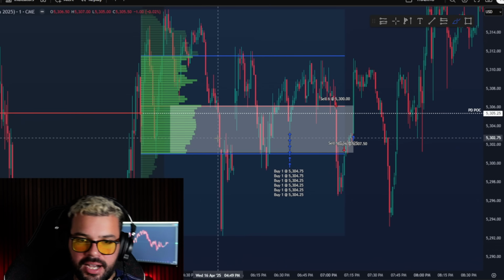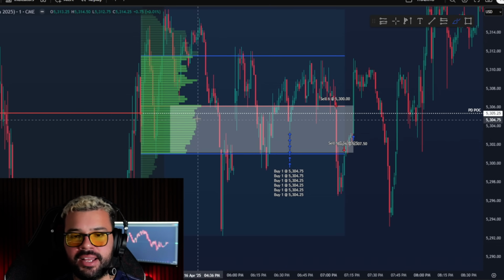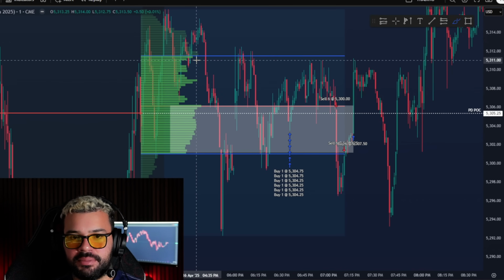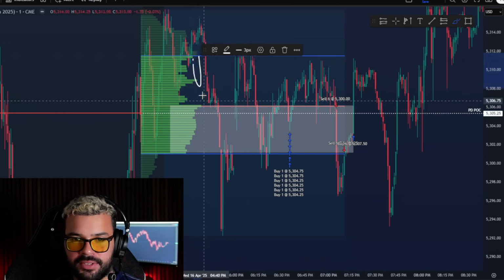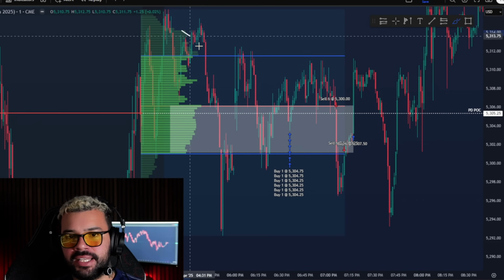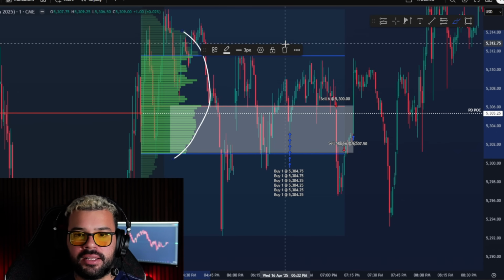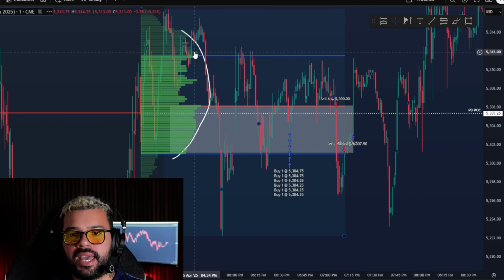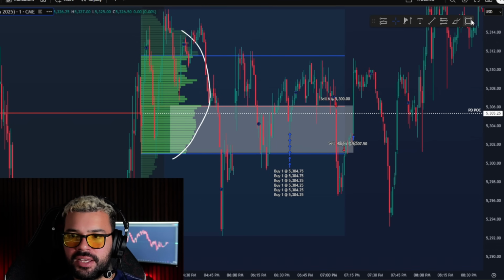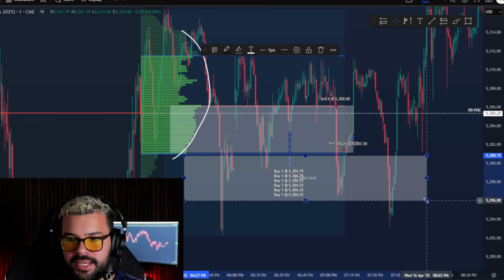Even though this is a high volume node right across here, it's quite thick and it's pretty similar to the volume of these other nodes across here as well. We have quite an evenly distributed profile. And when you have an even distribution of the profile, instead of looking for breakouts in these type of shaped profiles, you instead want to be looking to fade the extremes, okay?